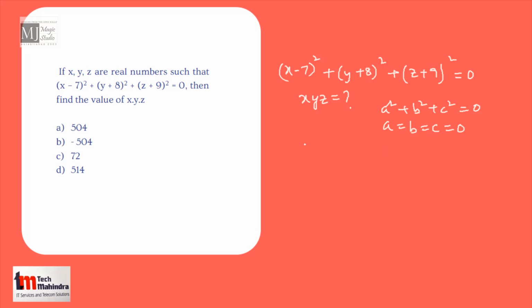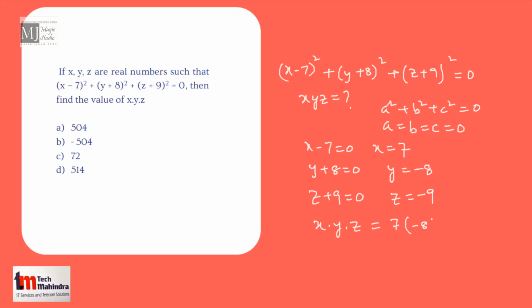So based on that, x minus 7 would be 0, so x would be 7. Y plus 8 would be 0, so y is minus 8. Z plus 9 should also be 0, z equals minus 9. So now x into y into z equals 7 into minus 8 into minus 9, with a plus sign, 504. 9 into 8 is 72. Pardon me, it should be 72 into 7 and it should be 504. Option A fits in.